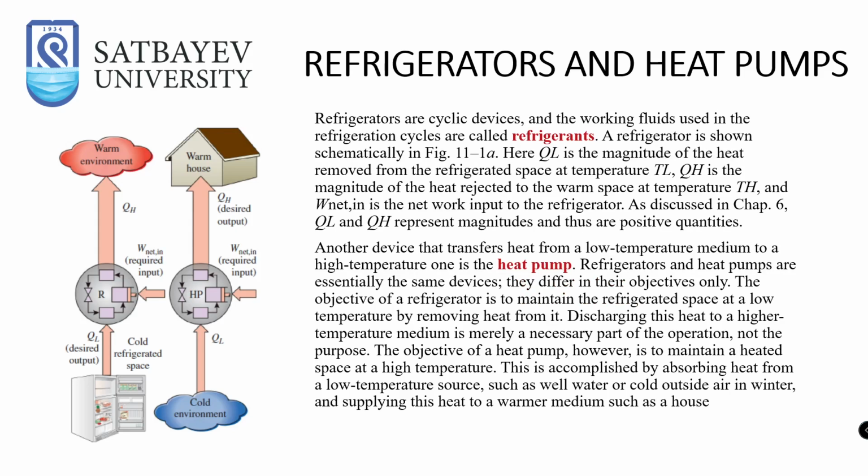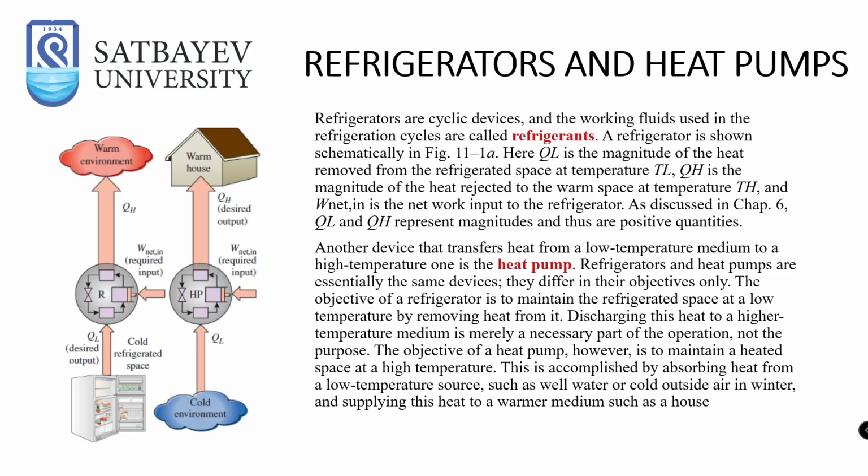The refrigerator is a cyclic device, and the working fluids used in refrigeration are called refrigerants. A refrigerator is shown schematically in figure 11.1a, where QL is the magnitude of the heat removed from the refrigerated space at temperature TL, QH is the magnitude of the heat rejected to the warm space at temperature TH, and W net is the net work input to the refrigerator. As discussed in chapter 6, QL and QH represent magnitudes and thus are positive quantities.